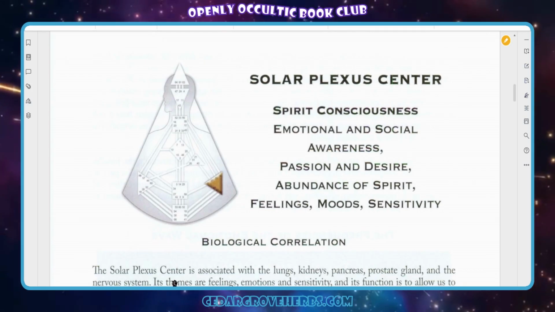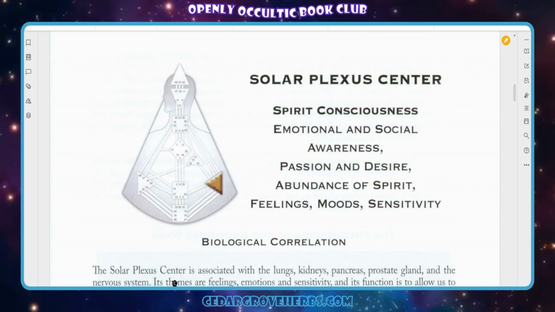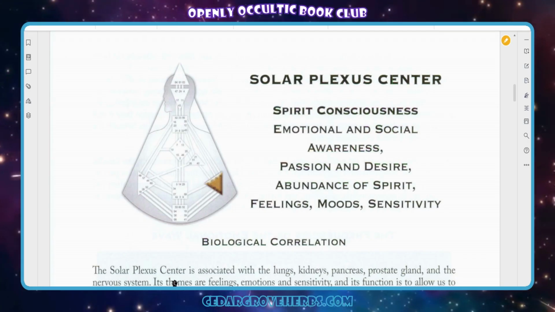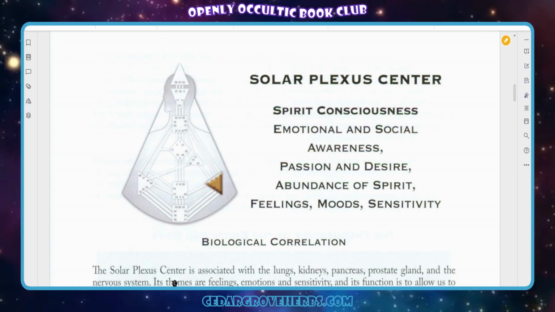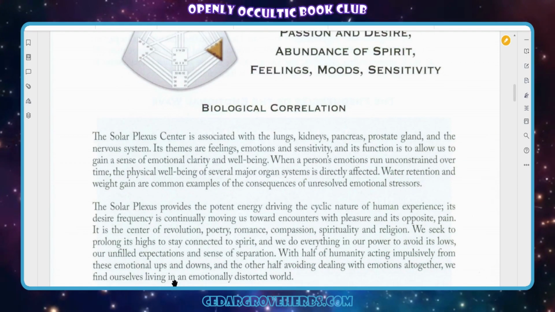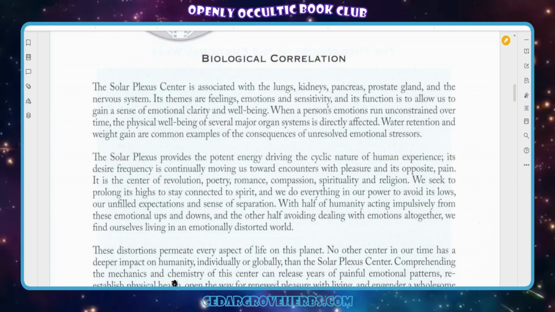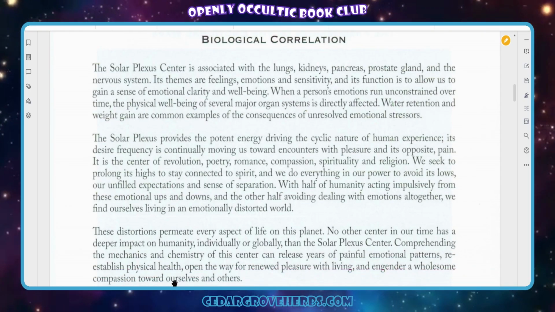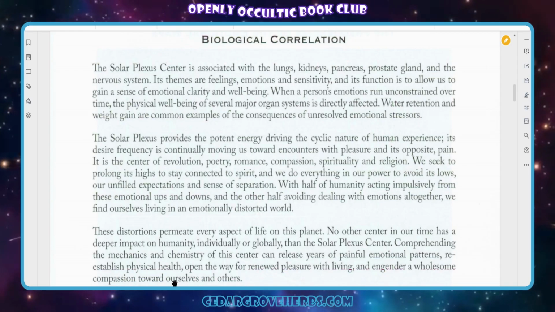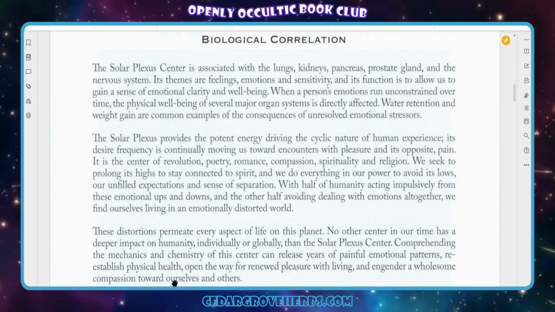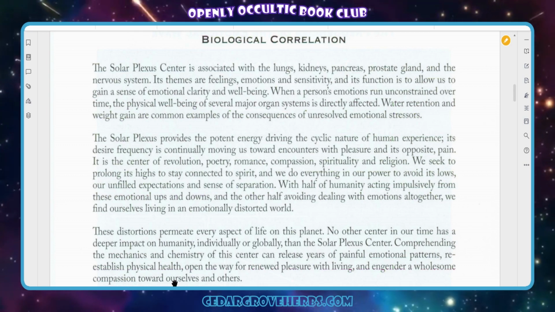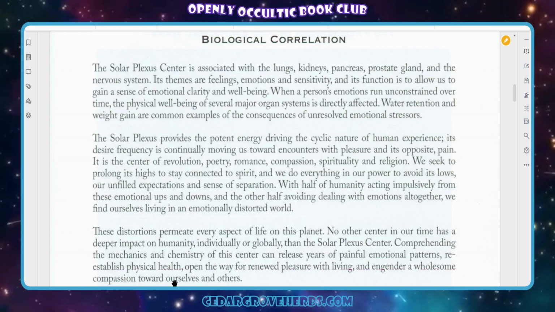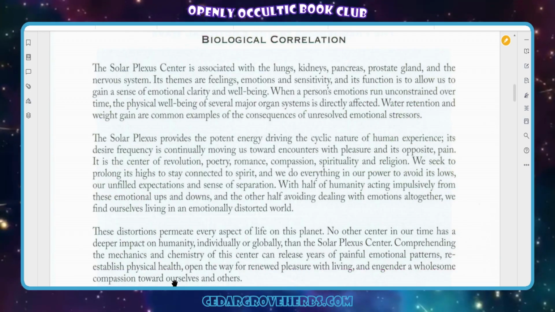With this center, you're dealing with spirit consciousness, emotional and social awareness, passion and desire, abundance of spirit, feelings, moods, and sensitivity. And here's your biological correlation. The solar plexus center is associated with the lungs, kidneys, pancreas, prostate gland, and the nervous center. Its themes are feeling, emotions, and sensitivity, and its function is to allow us to gain a sense of emotional clarity and well being.